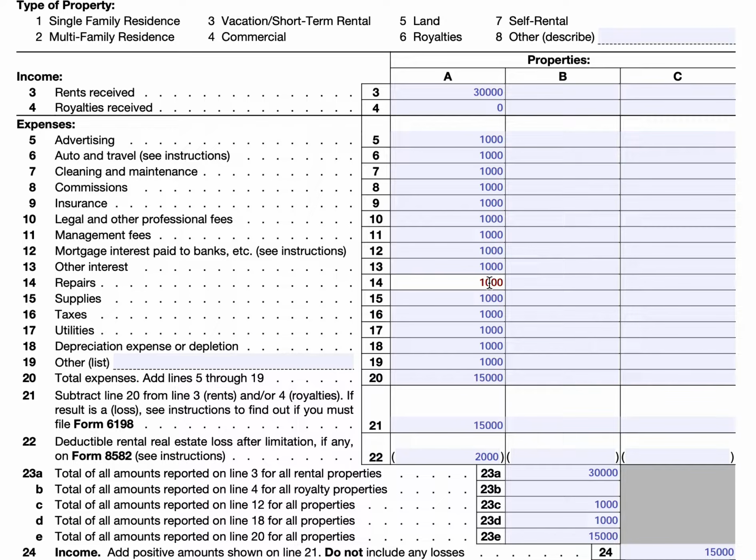Capital improvements have to be capitalized and then depreciated. Line 15, you'll report the cost of any supplies related to your rental business. In line 16, you'll enter any taxes that are directly attributable to each property. For line 17, you'll enter the cost of utilities. There is one specific instruction as it relates to telephones.